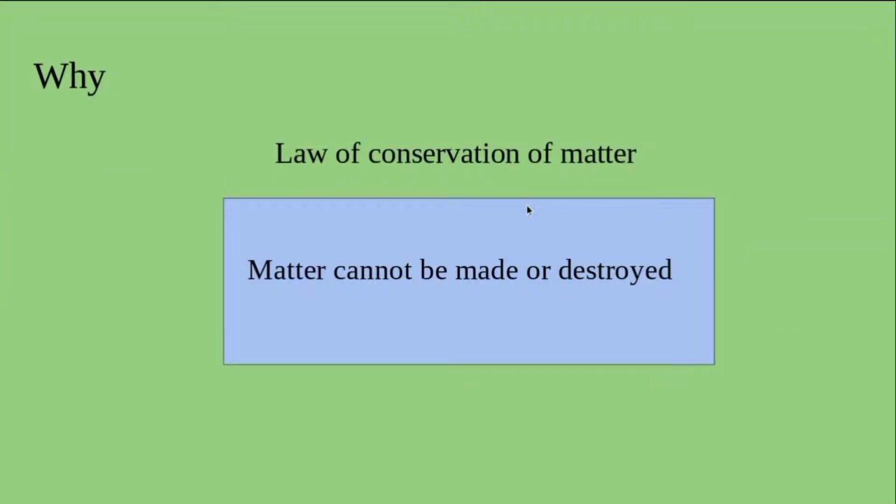Why do we need to have balanced chemical equations, you may ask? The reason why chemical equations have to be balanced is all because of the law of conservation of matter. What this law states is that in a closed system, matter cannot be made or destroyed.